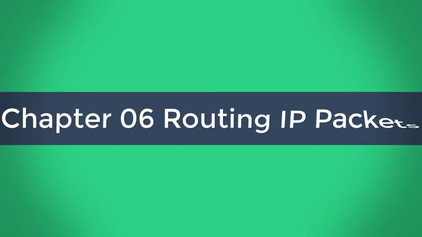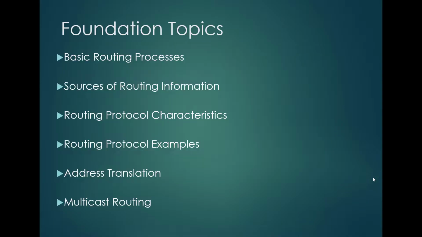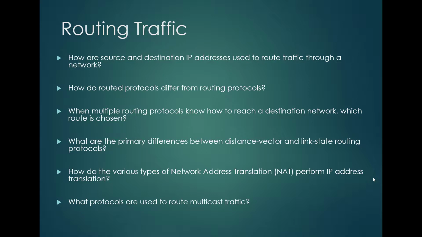Chapter 6, Routing Protocols. The foundation topics that the book talks about: basic routing process, source of routing information, routing protocol characteristics, routing protocol examples, address translations, multicast. These are things that we're going to need to use to function in our routers.